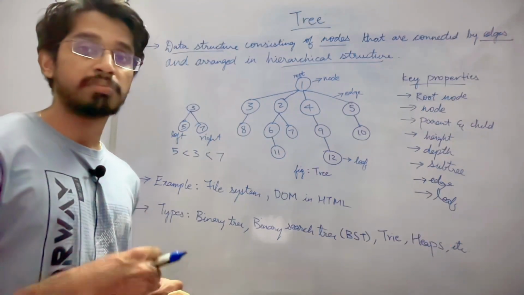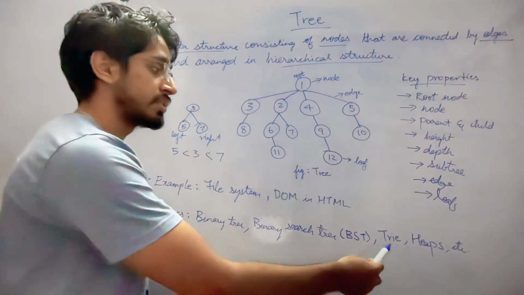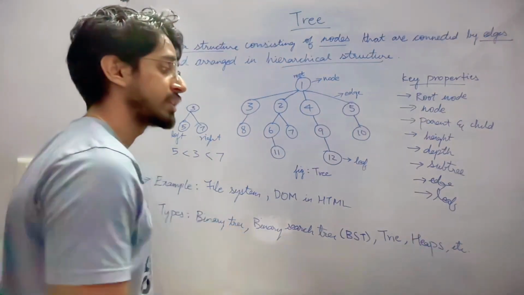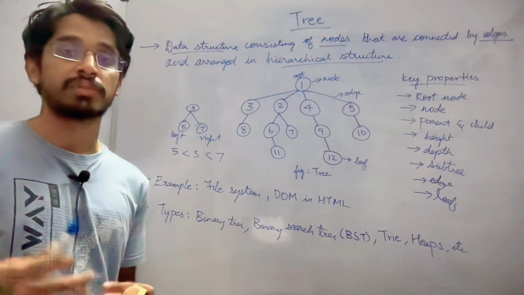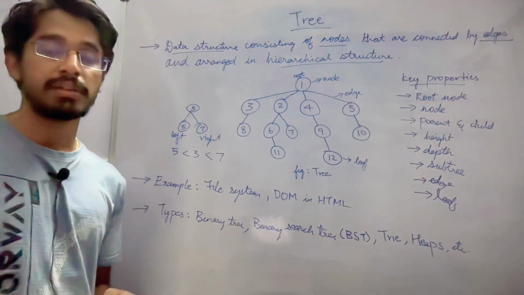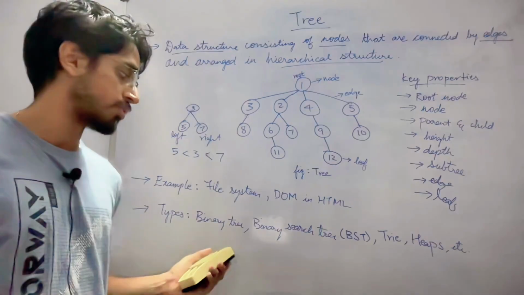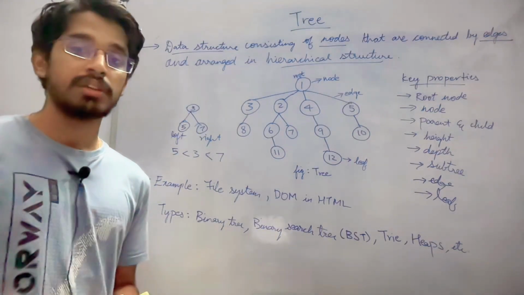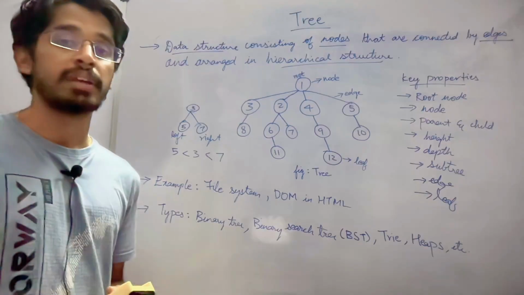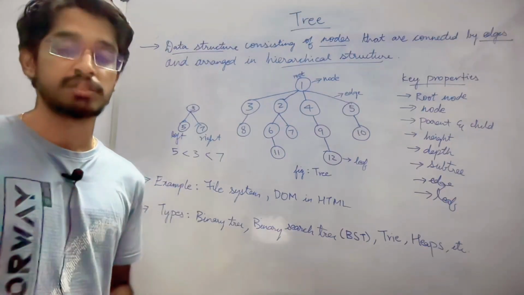There are other types of trees as well, like a trie and something called heaps. They are not much important in the context of DSA, so we are only going to focus on binary trees and binary search trees in this whole module. So let us understand more about binary trees and the binary search tree.